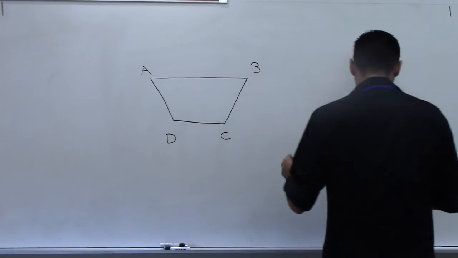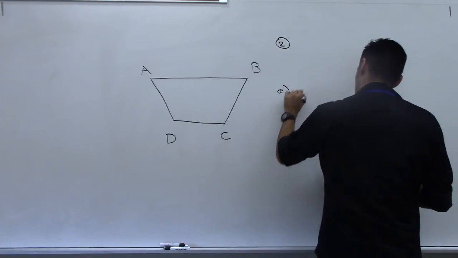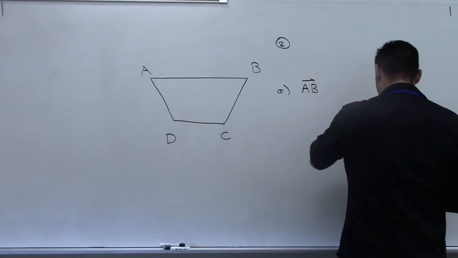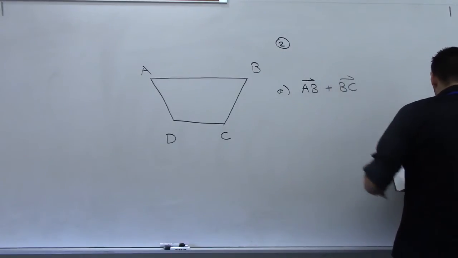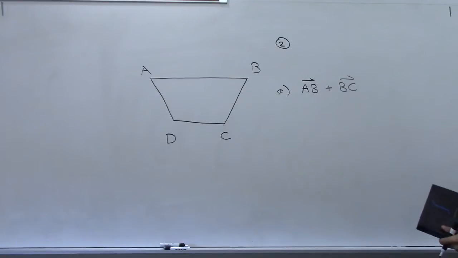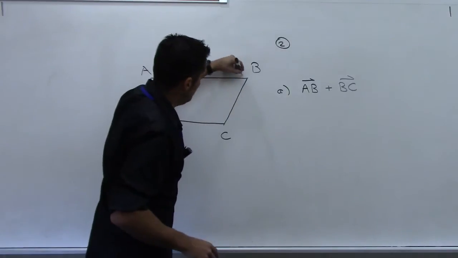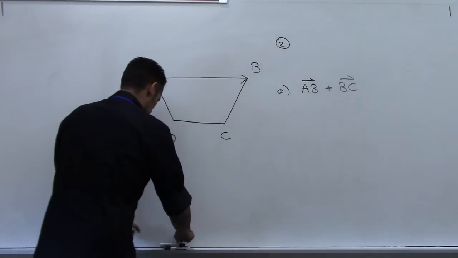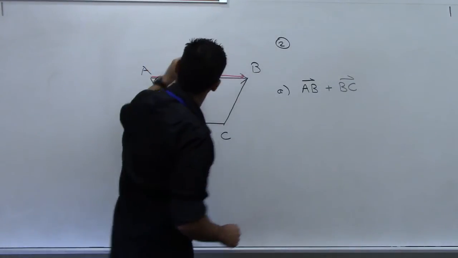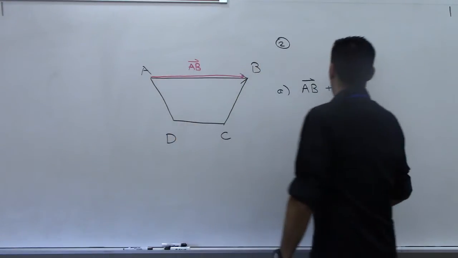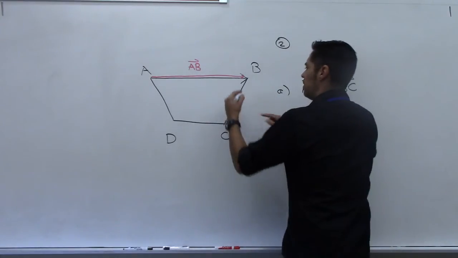For number 2, part A, they want us to look at the vector from A to B plus the vector from B to C, and express that as a single vector. So the vector from A to B is this vector here from A to B. That would be this one. I'll do that in red. That's your vector AB. Then the vector that goes from B to C is here.